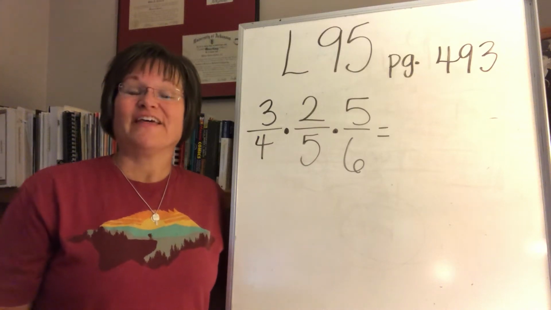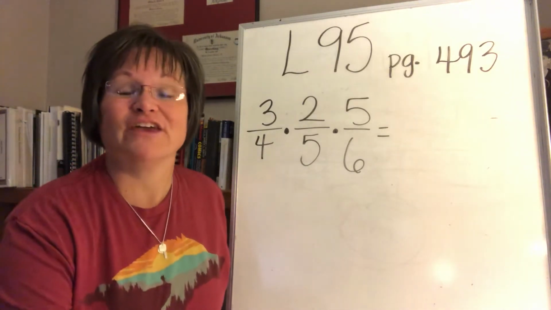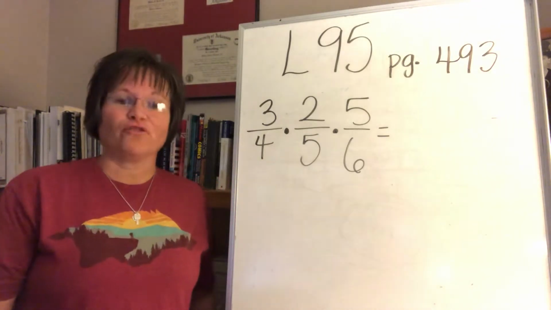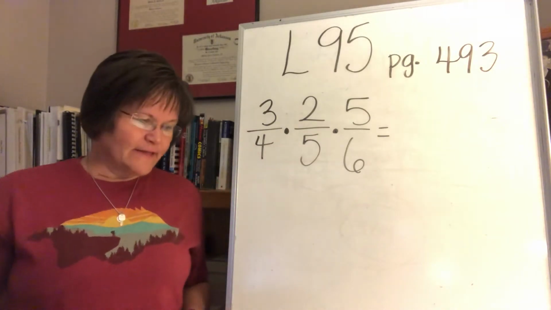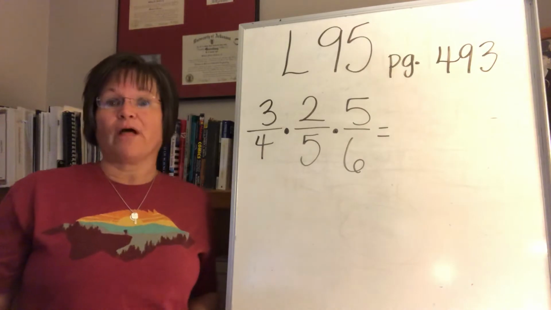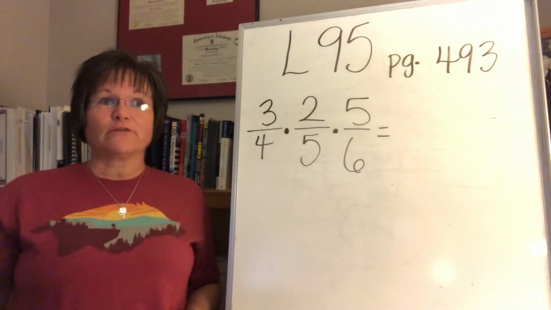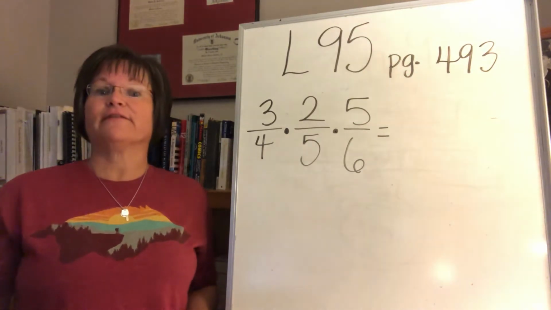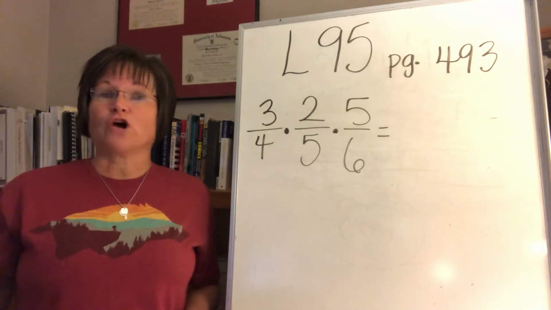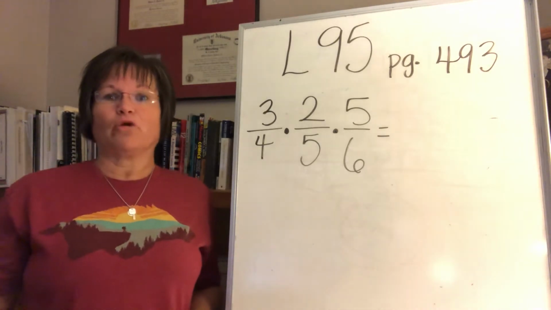Hi boys and girls, this is lesson 95 in your Saxon book, which is on page 493, and it is entitled Reducing Rates Before Multiplying. This lesson is related to a previous lesson that we have done, which was called cross-canceling before multiplying.